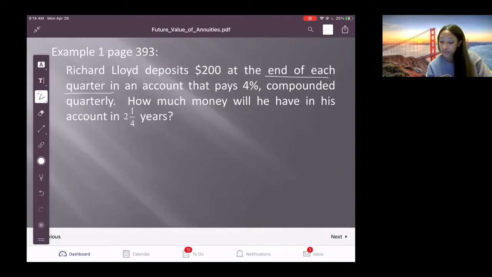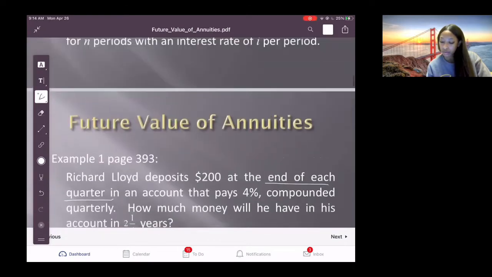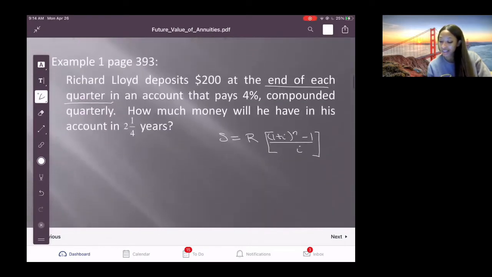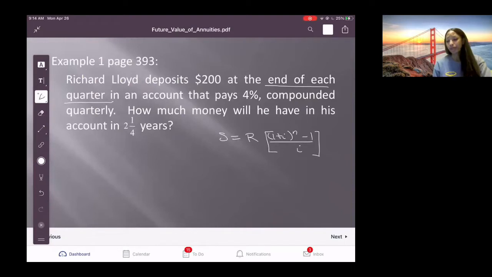When we have future value of an annuity problems, remember our formula is S equals R times (1 plus I to the n minus 1) over I. Did I get that right? Make sure I didn't write that wrong. Okay, (1 plus I to the n minus 1) over I. I like to come over to the side and calculate the values of R, I, and n that we're going to plug into the formula. First thing, what's R? R is the amount of your payments that you're putting in. We are depositing $200 into the account at the end of each quarter. All right, that's not so bad.